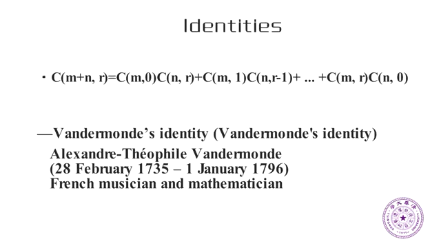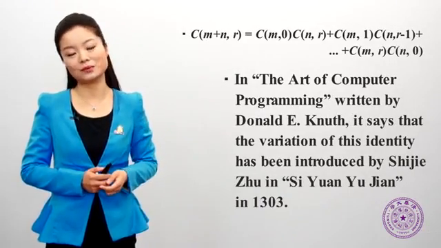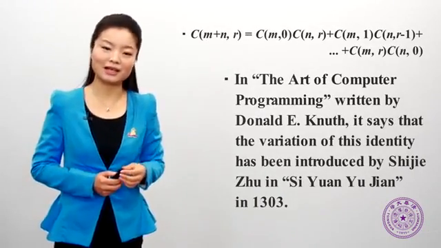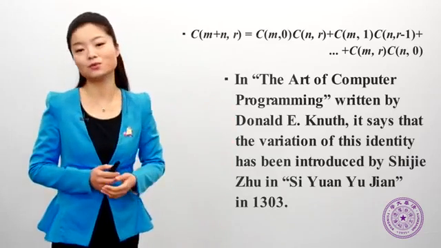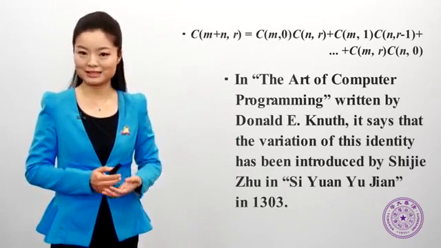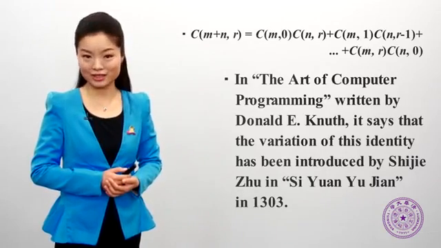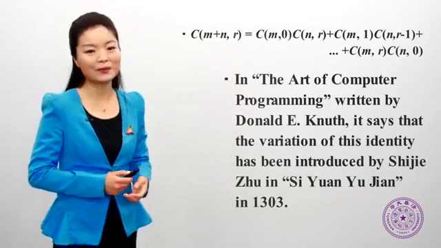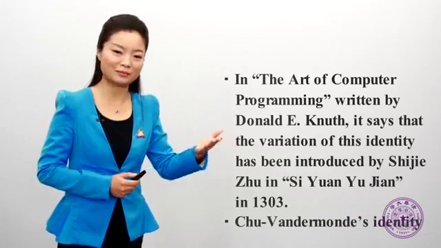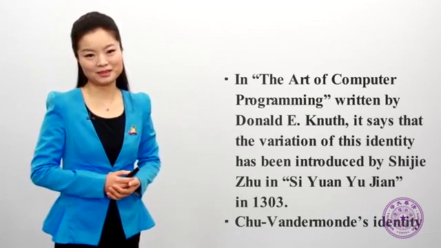Vandermonde is an influential mathematician. However, this identity was actually discovered by someone else. Donald Knuth once wrote that this identity was first discovered by the Chinese mathematician Zhu Shijie, and it is introduced in his 四元玉鉴 in 1303. So we might call it a true fundamental identity when we see it again.